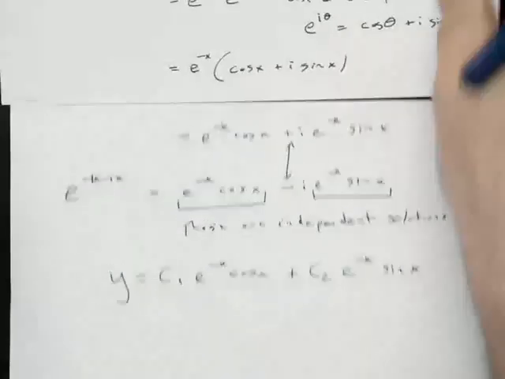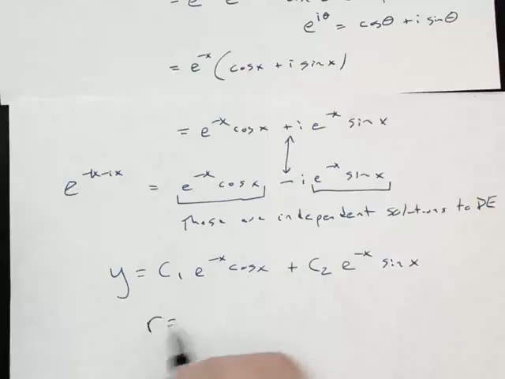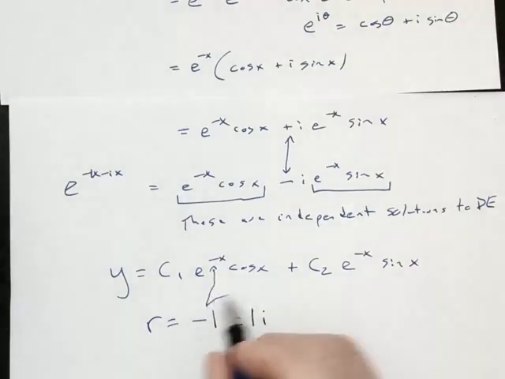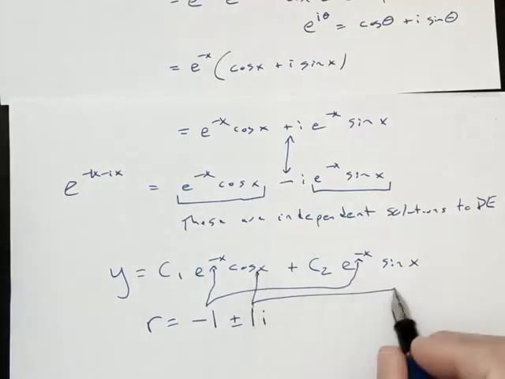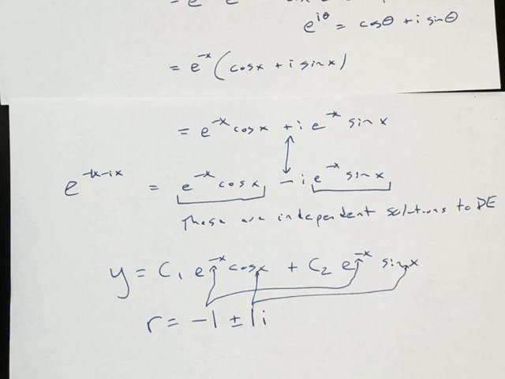The minus came from the complex number. Remember, r was minus 1 plus or minus 1i. The minus 1 is where this comes from. The 1 goes in front of the x in the trig functions. So the complex number that is our root gives us our trig functions.